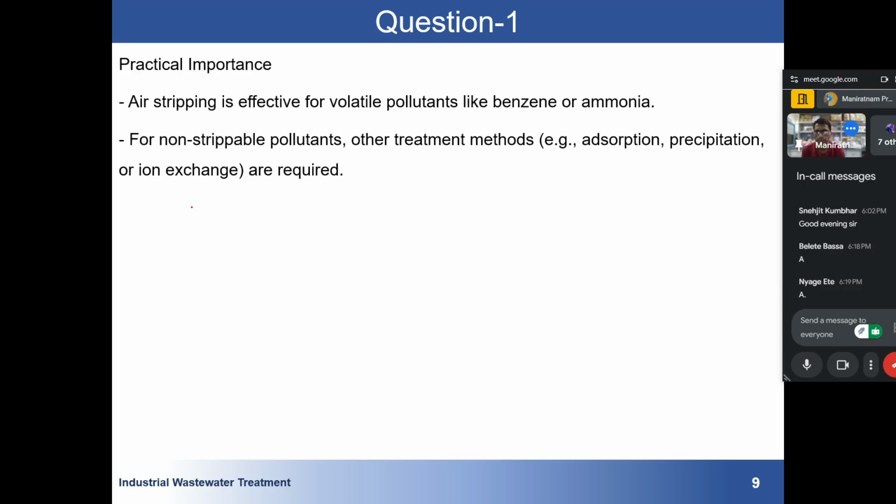Air stripping is effective for volatile pollutants like benzene and ammonia. For non-strippable pollutants, to remove those materials we have to apply other methods such as adsorption, precipitation, or ion exchange, or any other method. Maybe advanced oxidation process also.